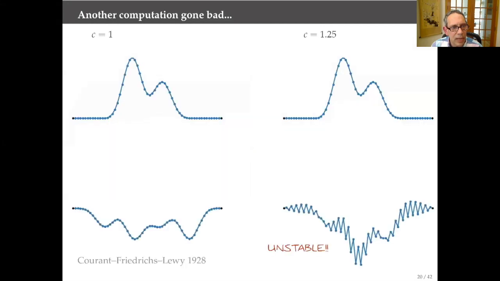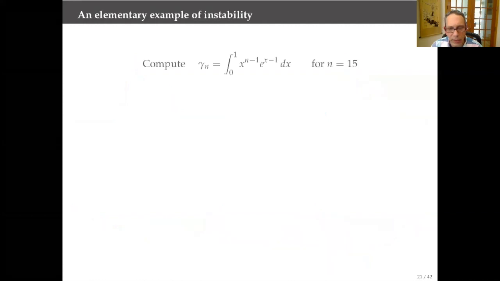So what happens? That one string does this, which is quite accurate, and the other string is totally wrong. Well, that was studied by Courant, Friedrichs, and Levy in 1928. It's well understood. It's the notion of instability. I won't explain it now, but let me explain instability in a simpler case.